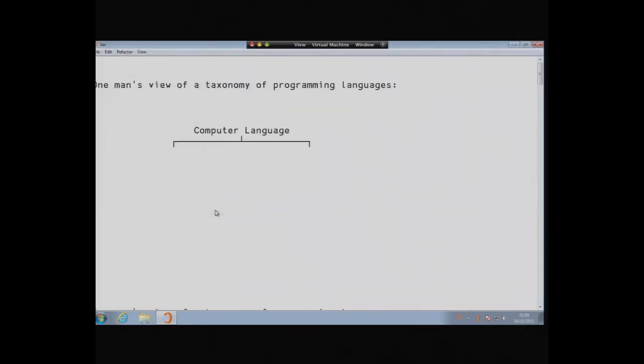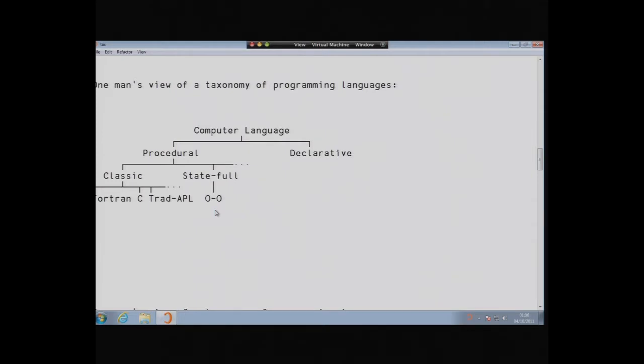We can divide computer programming languages into procedural and declarative languages. Within procedural languages, we have classic languages such as Fortran, Basic, COBOL, C, and traditional APL. These are procedural languages. This talk is about functional languages, so we'll come to those in a moment. And one of the subclasses of procedural languages are languages that represent state.